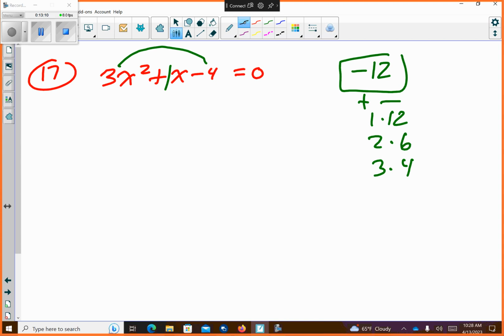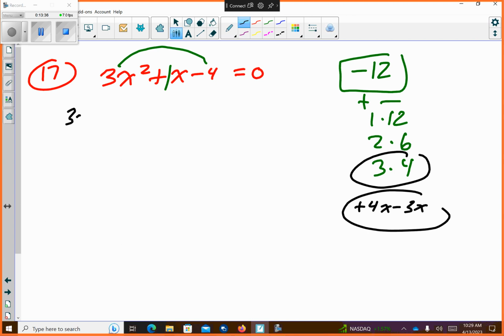What do you think? Can I use 1 and 12, one being positive, one being negative, that gives me a 1? No. What about 2 and 6? I can get either 4 or negative 4. 3 and 4 are going to work. Which one has to be positive when I add it together? Yeah, so it's going to be a positive 4 and a negative 3. Okay, again, I can plug this in right here. And I can just start solving it.